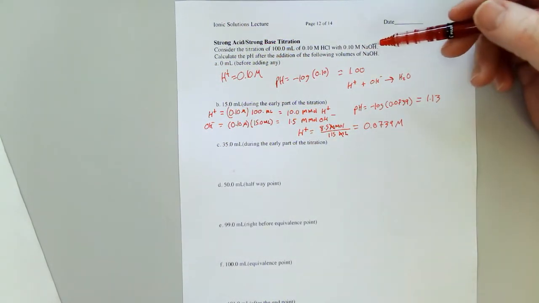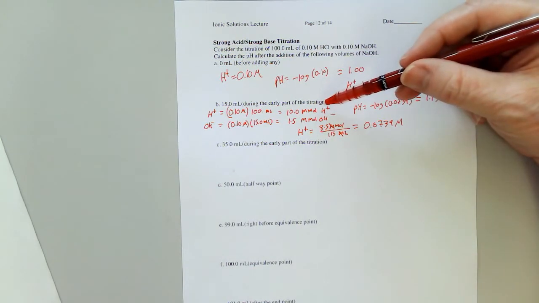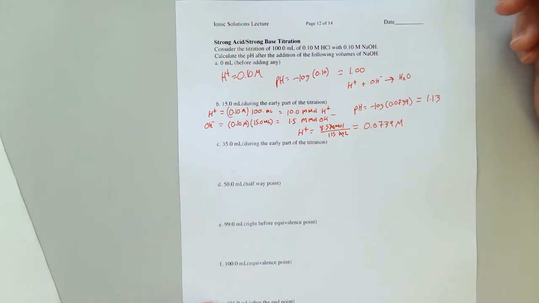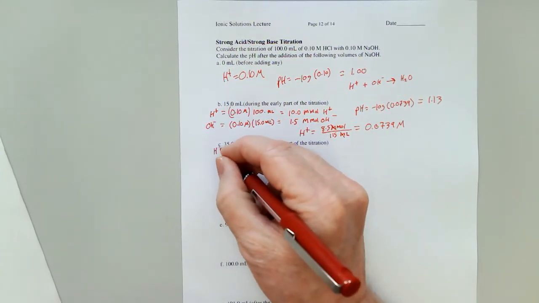So now let's try and understand something. I started with acid. Its pH was 1. I added a little bit of base, and the pH went up to 1.13. Yeah, that actually makes perfect sense. That should be happening. Okay, what about after I've added a total of 35 milliliters?